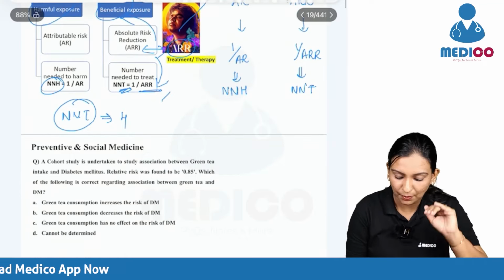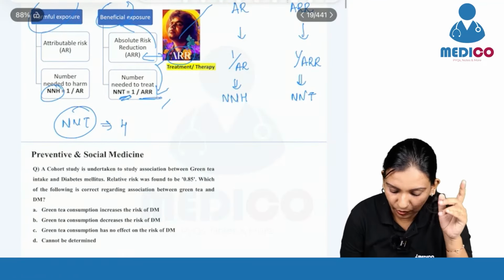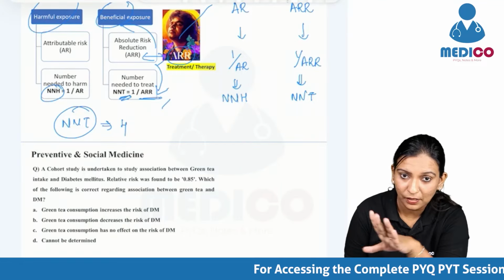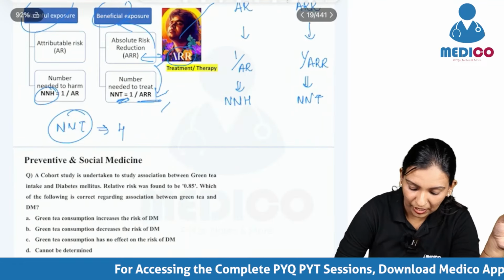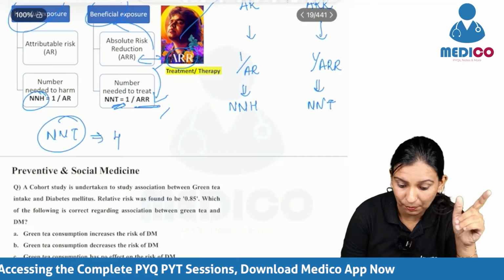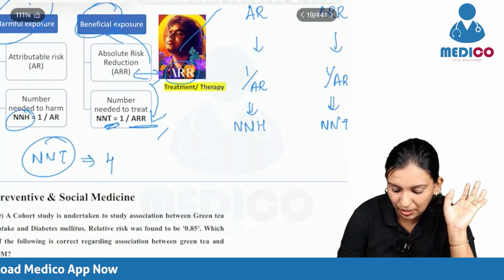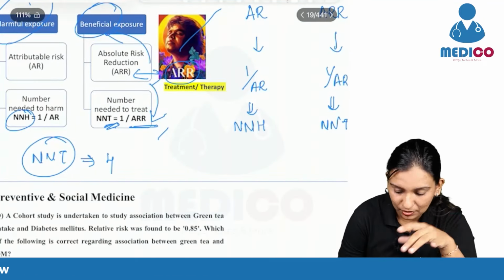So remember, absolute risk reduction or ARR is related to number needed to treat. 1 by ARR is number needed to treat. Whereas the other one, AR or attributable risk, is related to number needed to harm. This 1 by AR is the number needed to harm. Remember, ARR, beneficial, music, therapy or treatment.